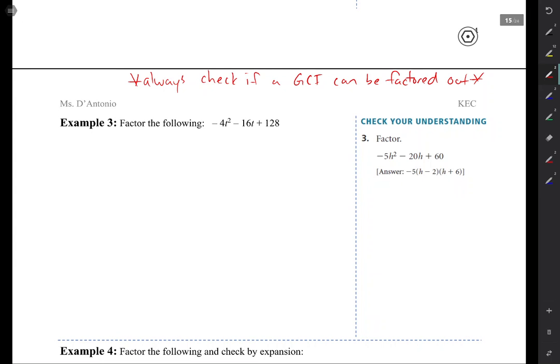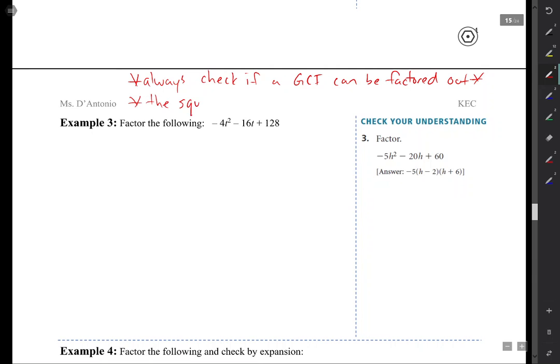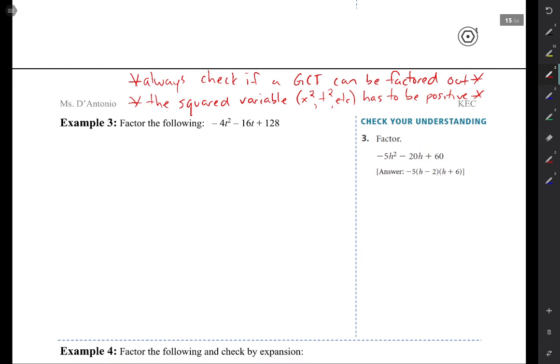So before we even start using the crisscross method, you need to see if we could do anything like we did in topic 3, where we look at each term and think, can we factor a number out of each term? Can we factor a variable out of each term? And then our second rule to follow when factoring trinomials, and we talked about this in the previous topic, is the squared variable always has to be positive. And we fixed this last time by factoring out a negative sign. And remember, when we do that, it flips all the signs inside the bracket next to it.